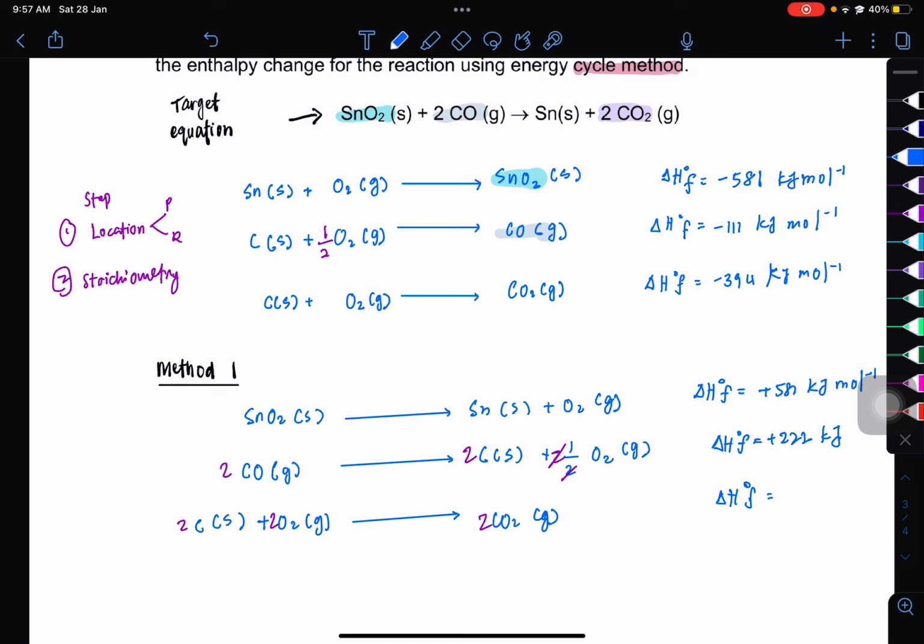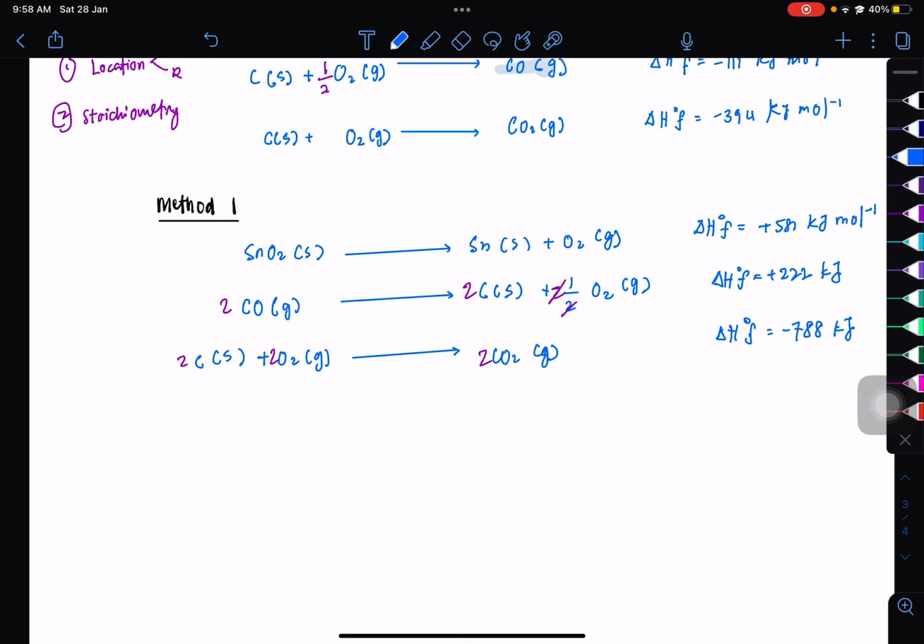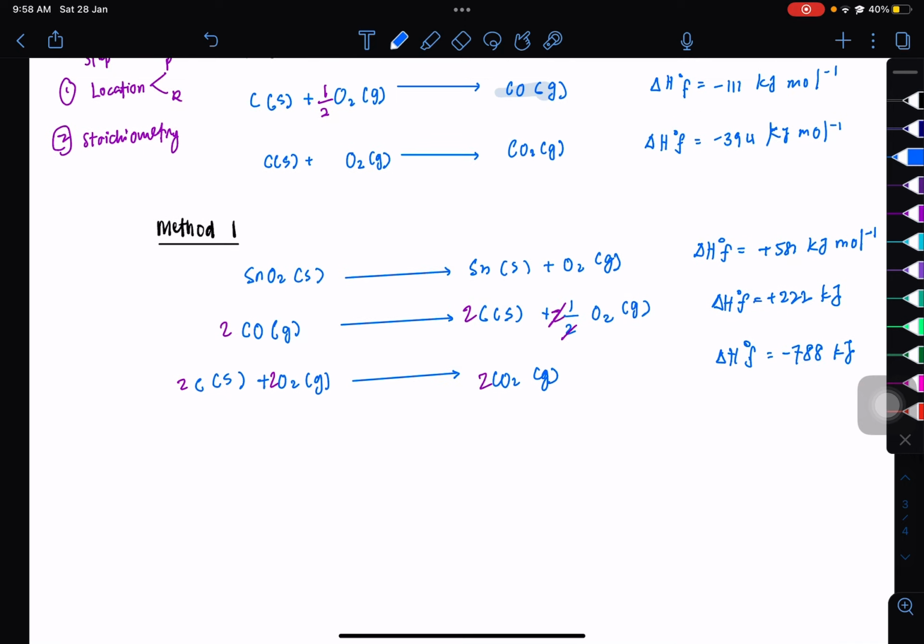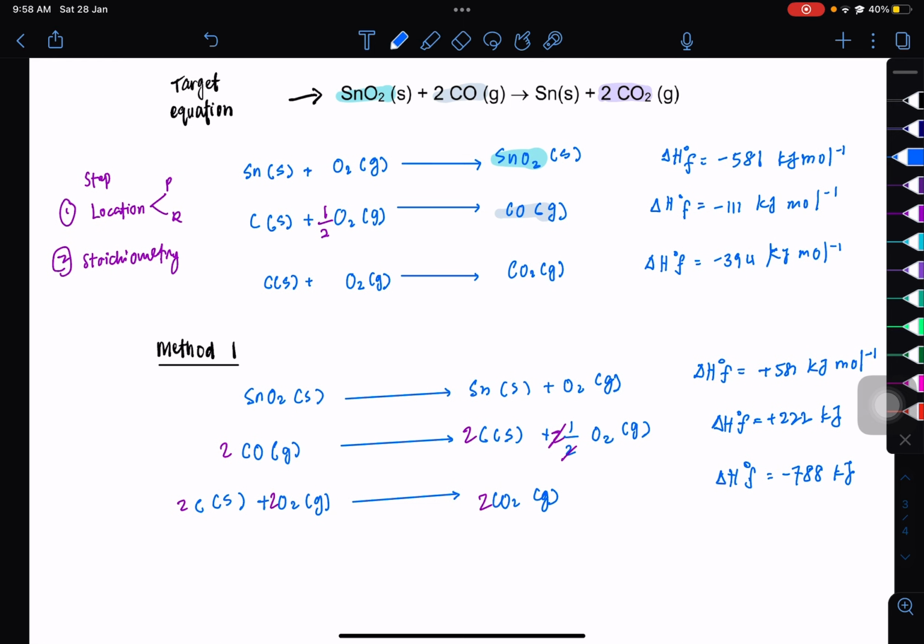And apa tu? Dan yang ni pun korang kena darab 2, jadi akan jadi negatif 788 kilojoule sahaja. Okay, kalau you darab mol per mol dia tu tak perlu. Okay, now you see in your target equation apa yang tak ada, you buang.